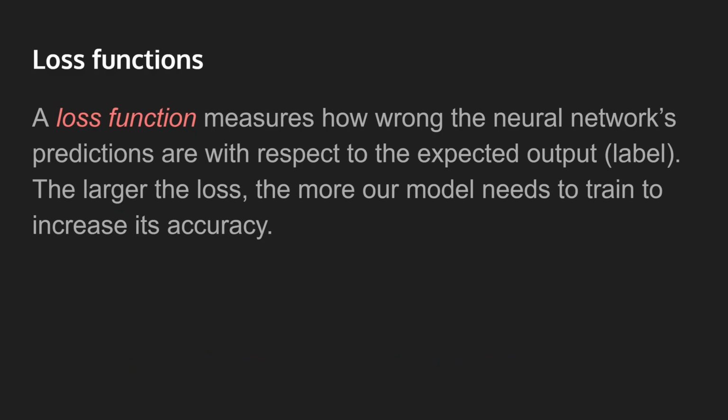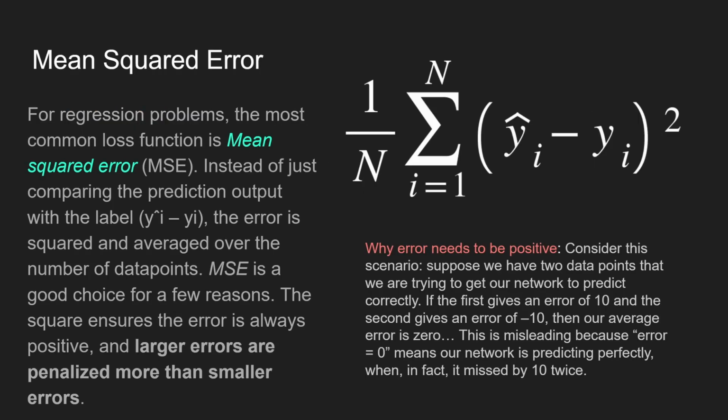So what is a loss function? Let's discuss this. A loss function measures how wrong the neural network's predictions are when comparing them to the expected output, which is the actual output, right? So we're comparing our model's predictions to the actual values to see how wrong it is. And typically, the larger the loss, the more our model needs to train to increase its accuracy, right? And this is a common and very typical loss function for regression problems. This function is called mean squared error, right?